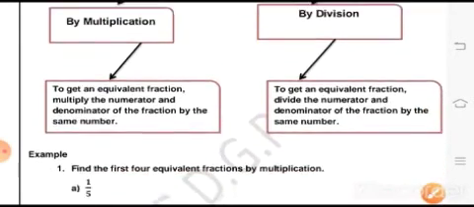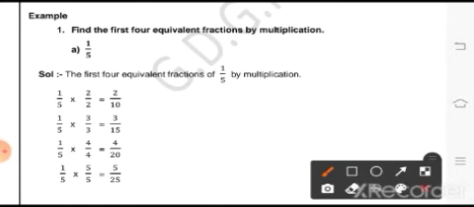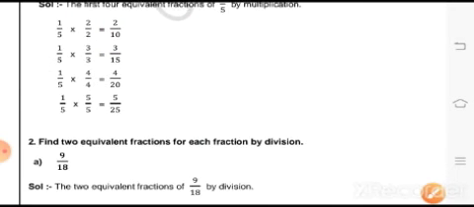In the multiplication method, we multiply both numerator as well as denominator by a number, and the fraction we get is the equivalent fraction. And by this method we get an infinite number of equivalent fractions. And the second method is the division method.